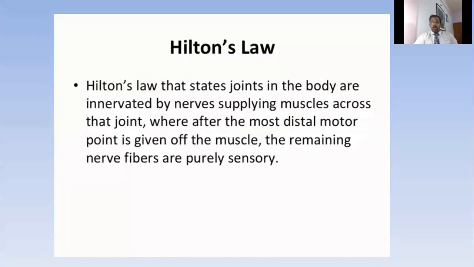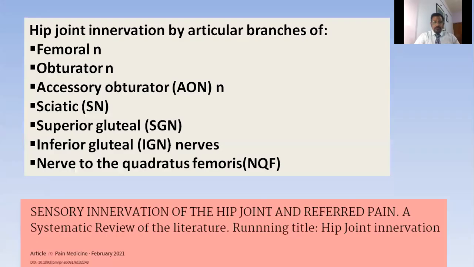So now, coming to Hilton's law. Hilton's law states that the joints in the body are innervated by nerves supplying muscles across that joint, where after the most distal motor point is given off to the muscle, the remaining nerve fibers are purely sensory. So, what is the hip joint innervation? The hip joint innervation is by the articular branches of the femoral nerve, the obturator nerve, the accessory obturator nerve, the sciatic, the superior gluteal, the inferior gluteal, and the nerve to quadratus femoris.